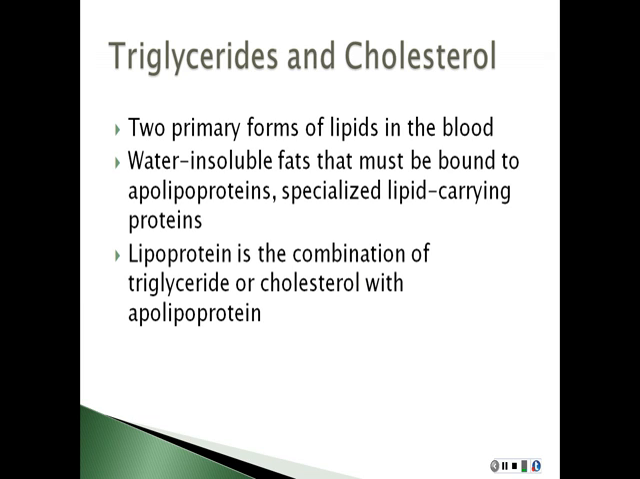So triglycerides and cholesterol are the two primary forms of lipids in the blood. They're both water-insoluble fats that must be bound to apolipid proteins. The combination of triglycerides or cholesterol with the apolipoprotein is referred to as a lipoprotein, and then lipoproteins transport lipids in the blood.